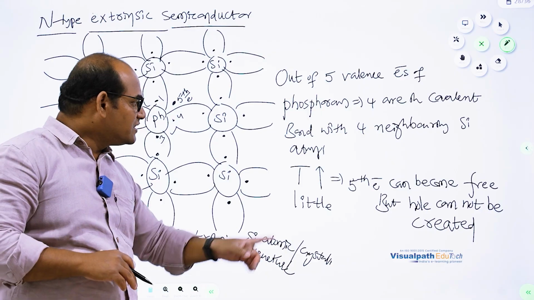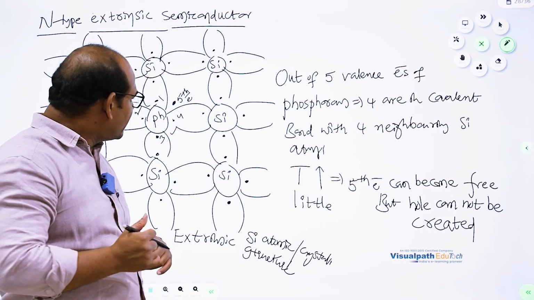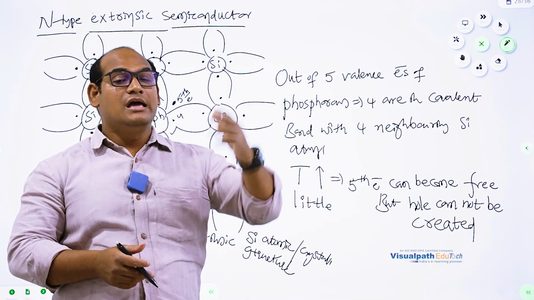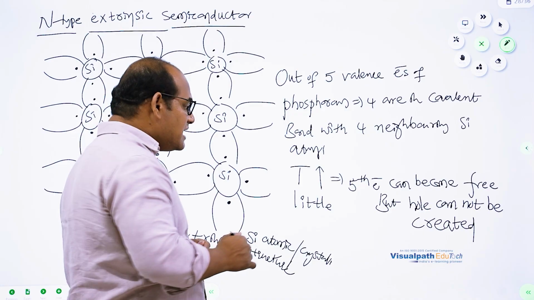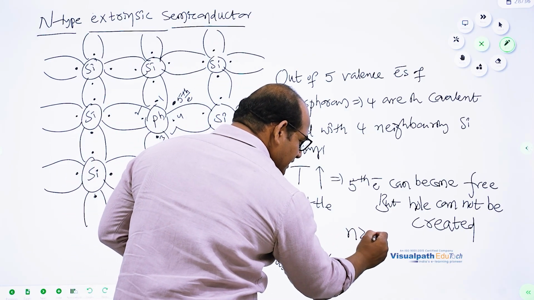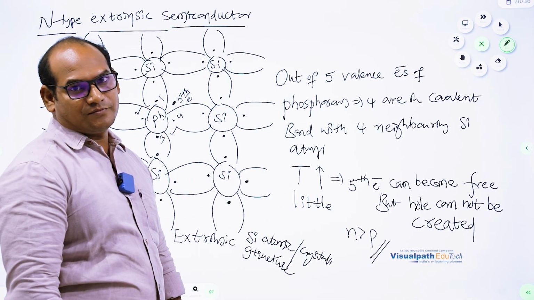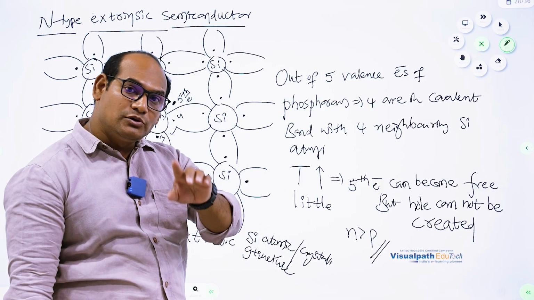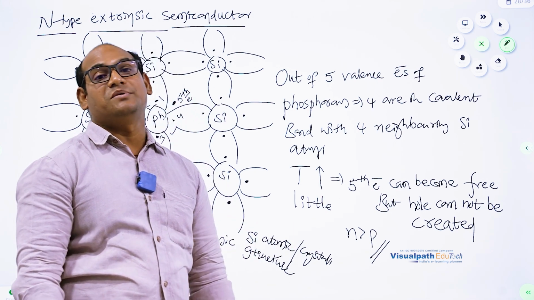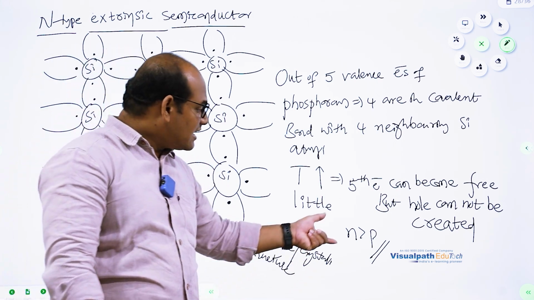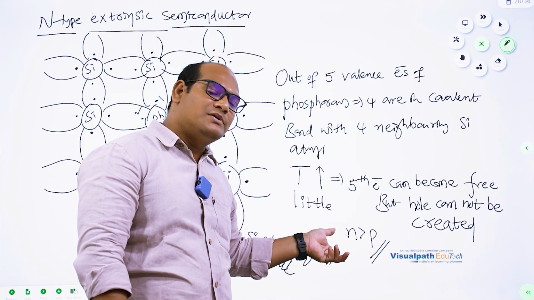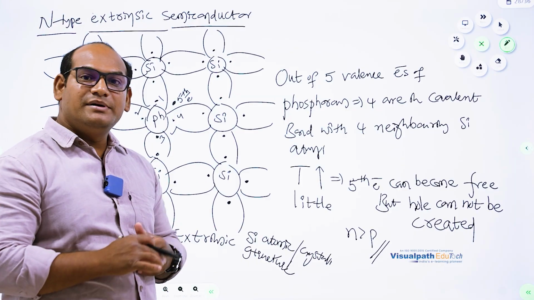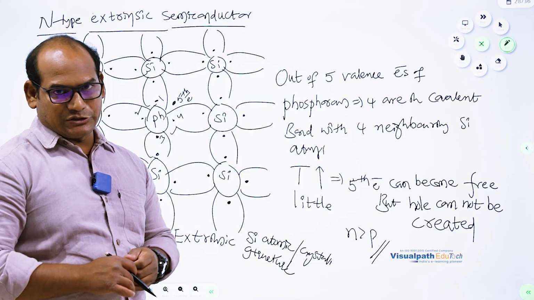Holes will be created when you increase the temperature up to 300 kelvin. Then all these bonded electrons will become free, so holes will be created. But in addition to that, many free electrons are already there. That is why free electrons will be larger in number compared to holes in the n-type semiconductor. So we can say n is equal to p in the intrinsic semiconductor, and n is greater than p in the extrinsic n-type semiconductor. So electrons are majority charge carriers in the n-type and holes are minority charge carriers. This analysis can be done for p-type semiconductors also.